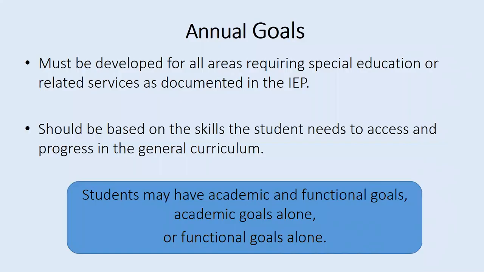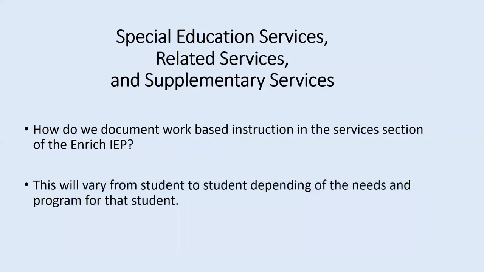Your annual goals should be based on skills the student needs to access and progress in the general curriculum, or in this case, in the modified general curriculum that has been defined. But your students may still have academic and functional goals. They may have academic goals only, or they may have functional goals only. That will depend entirely on the student, just like it does now. Any questions about the annual goals part of the IEP as it relates to the credential? I'm going to keep talking, and Mike, let me know if you get some questions.